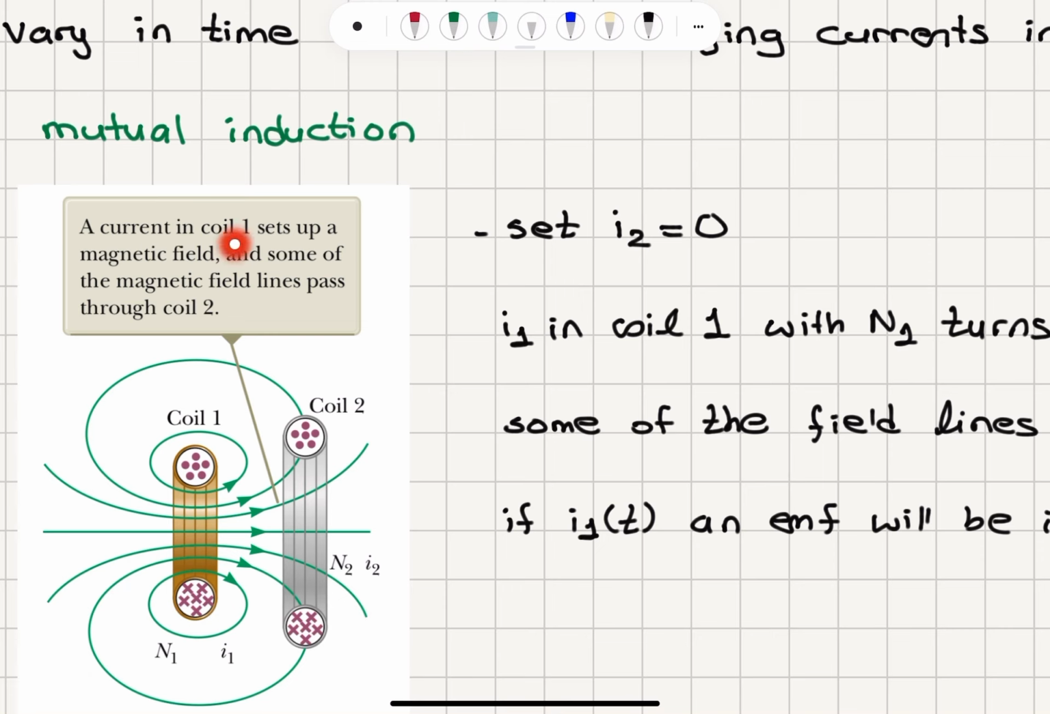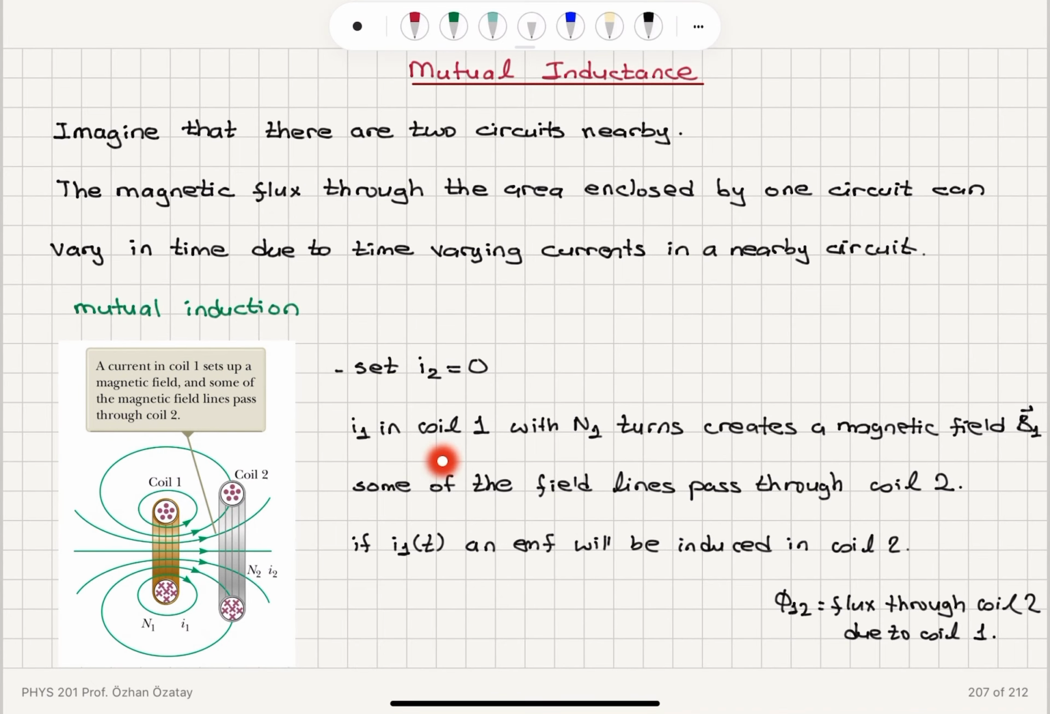And the current in coil 1 sets up a magnetic field, and some of these magnetic field lines will pass through coil 2. I1 in the first coil, with N1 turns, creates a magnetic field B1. So let's say this is the magnetic field created by this coil, and some of these field lines pass through coil 2, and if I1 is a function of time, there will be an EMF induced in coil 2. So I call phi12 the flux through coil 2 due to coil 1.